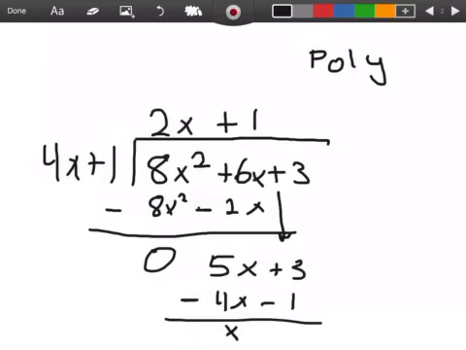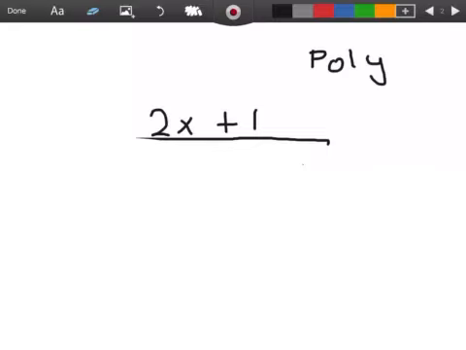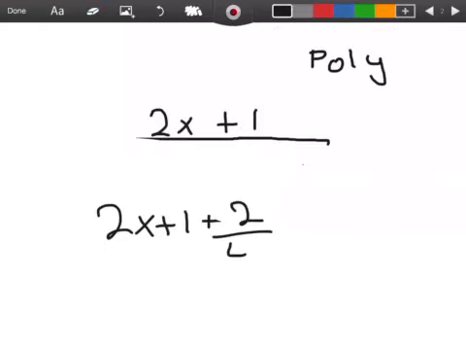And then you will get x plus 2. So that will be our remainder. And so this is how you would write it. So you have, let me just solve this. So you would have 2x plus 1 plus, and then we had a remainder of 2 over 4x plus 1. Oh, I just realized I made a mistake. So it would actually be 2, not 2x. And so that would be our answer.